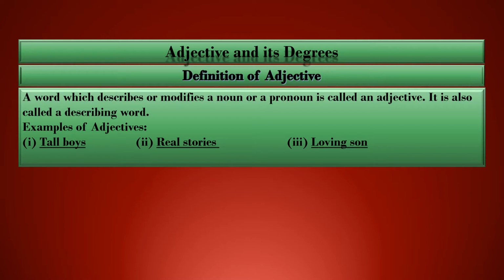Definition of adjective. A word which describes or modifies a noun or a pronoun is called an adjective. It is also called a describing word. Examples of adjectives: 1. Tall boys. 2. Real stories. 3. Loving son.